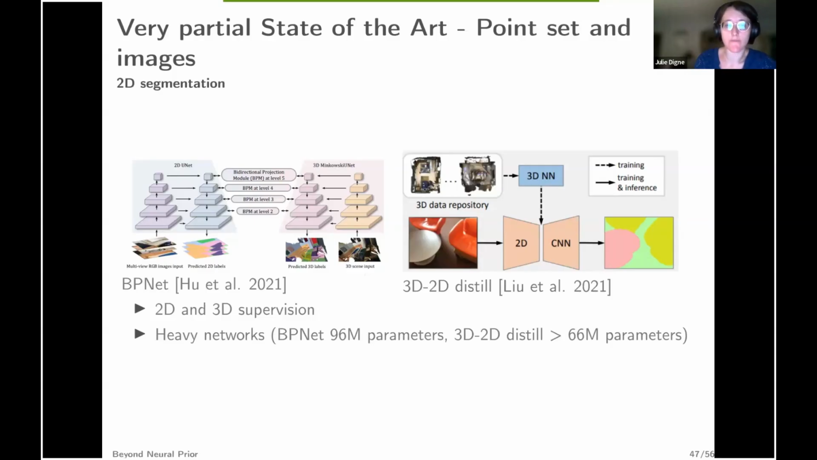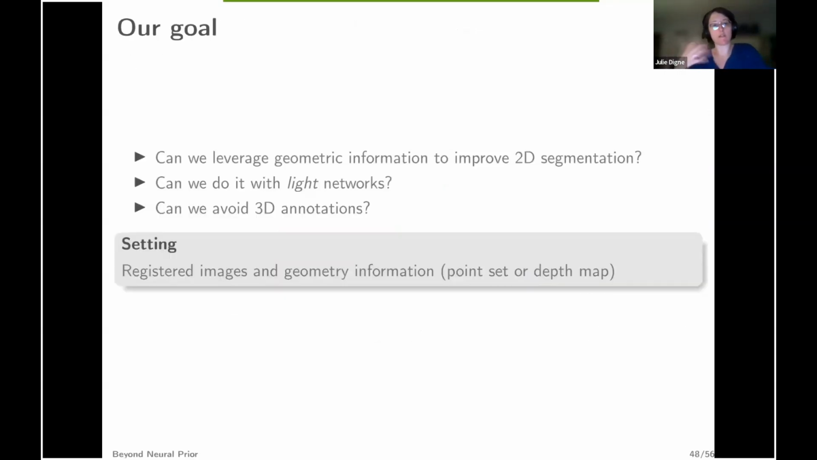And what we want to see is, can we leverage geometric information to improve 2D segmentation with light networks? Meaning that we don't want to put too high an overhead on a 2D network. Can we avoid 3D annotation? Can we work end to end with 2D annotation and avoid 3D annotations? Our setting is a set of registered images and geometry information. We will not work on how to register images to geometry. We will assume everything is done. We have an image and geometric information with it.